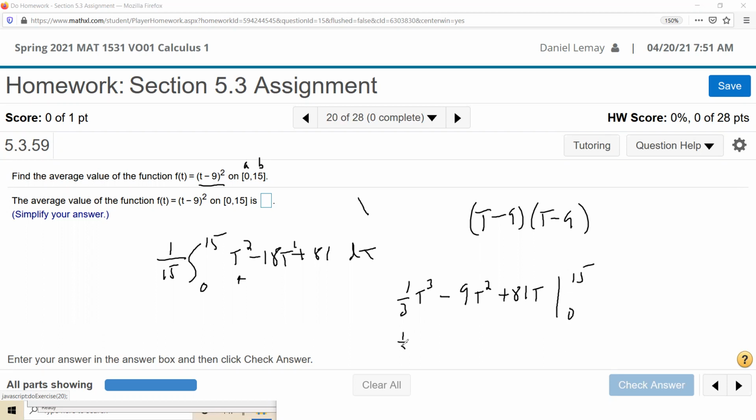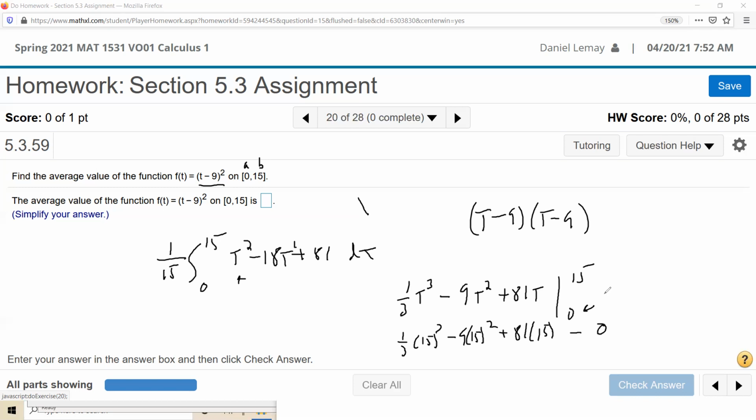So it's going to be 1/3 times 15 cubed minus 9 times 15 squared plus 81 times 15. And then because it's minus F of 0, and since those are all going to be 0, I'm not even going to bother. Okay, but be careful. If I make a mistake with this, that's usually what I'll do. If that's not 0, you're going to have a subtraction. So now I'm going to just grab a calculator and do that.